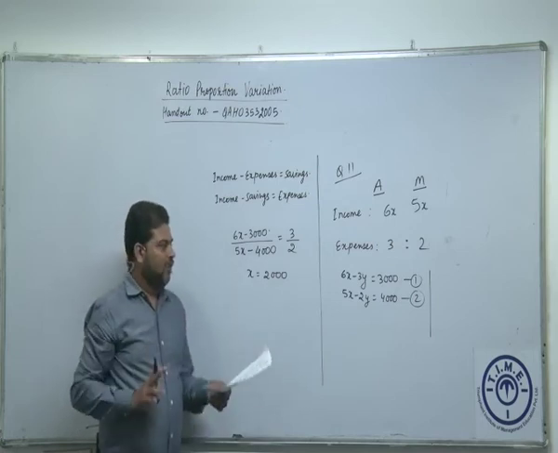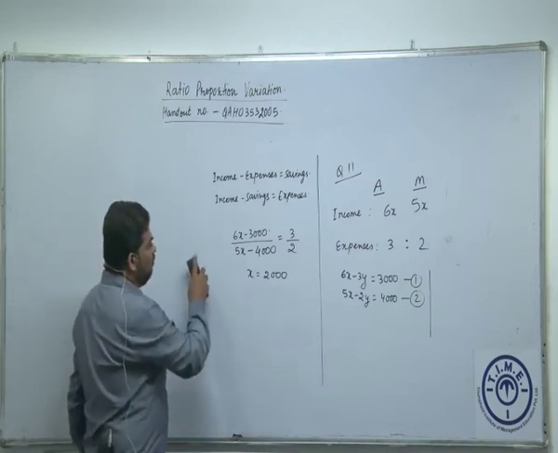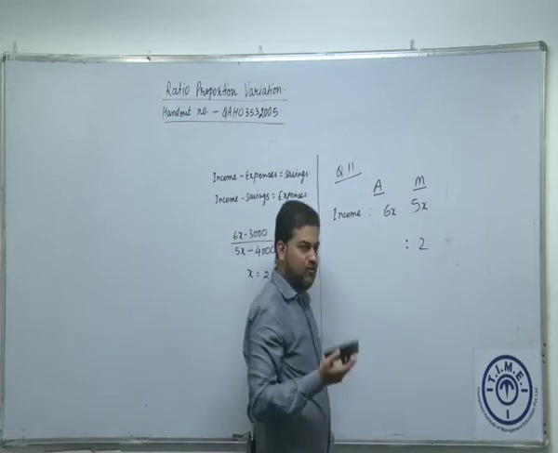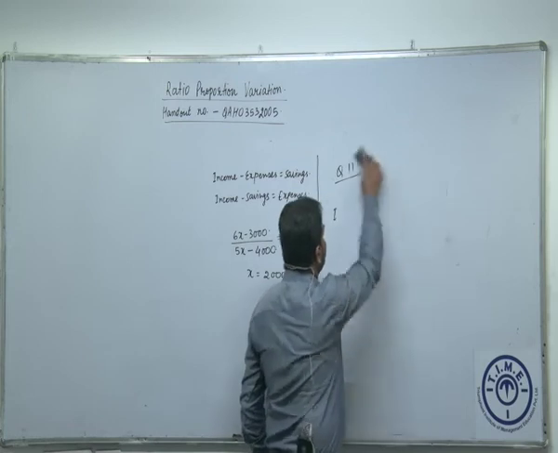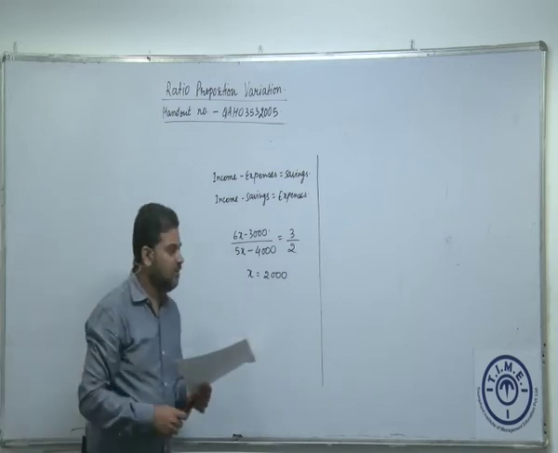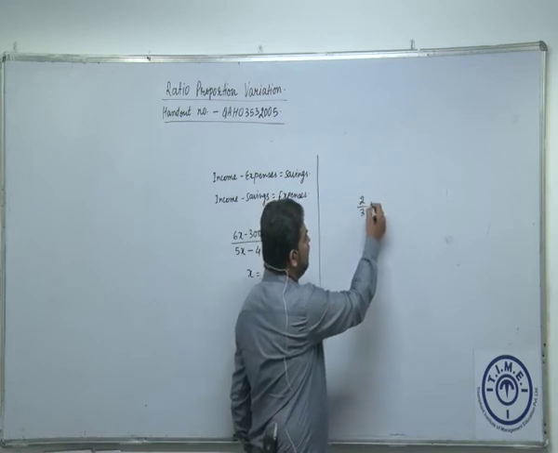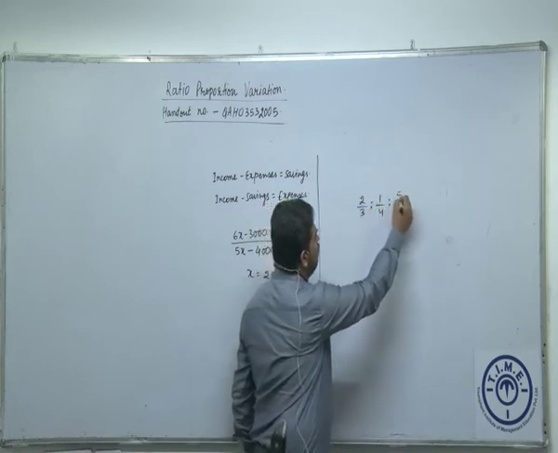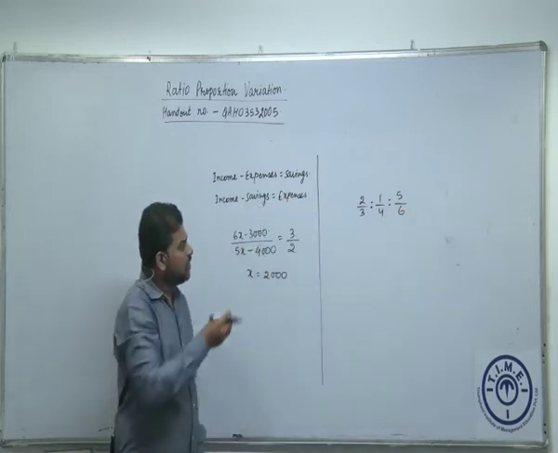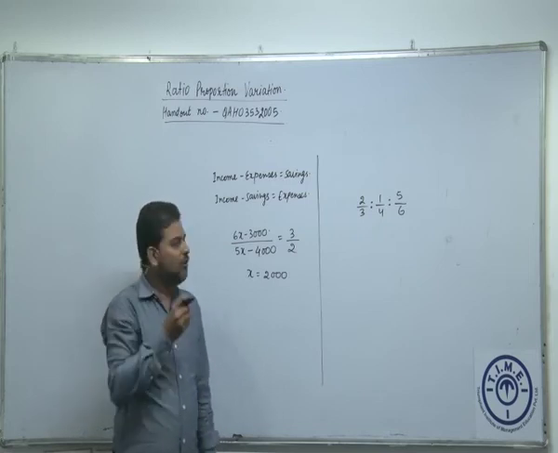Okay. Now let us learn another concept. The concept is about how do you convert a ratio which is given in terms of fractions in the form of integers. So suppose I have the ratio written like this, 2/3 is to 1/4 is to 5/6. So this is my ratio. This ratio is clearly in terms of fractions. How to convert this ratio in the form of integers?